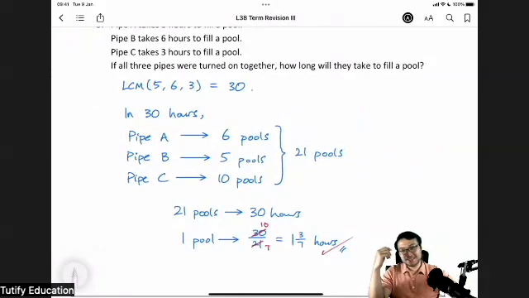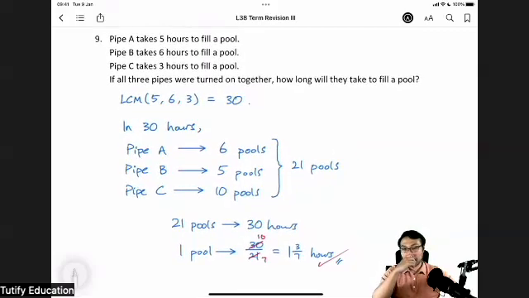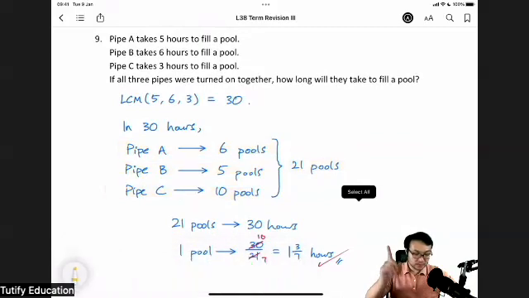Right, Ben? Any questions about this? Do you find this question easy or difficult? Medium. Okay, good job. How about the rest of you? Anyone have any questions about this? So you just need to find the LCM, okay? Then you can use logic. If you turn on one pipe, you can get 6 pools. Then if you turn them all on together, you get 21 pools. And from there, you can find out how long it takes to fill one pool when all 3 of them are turned on at the same time.